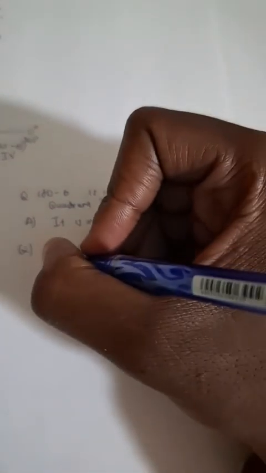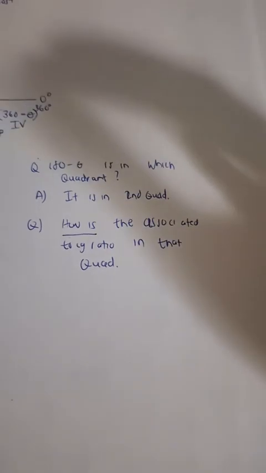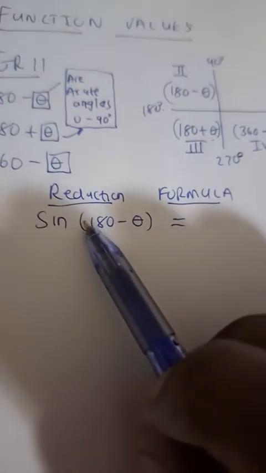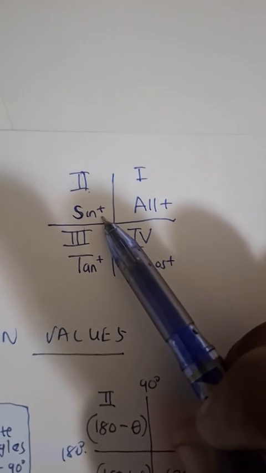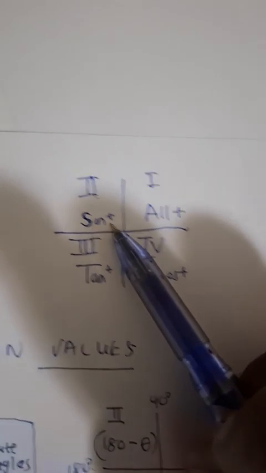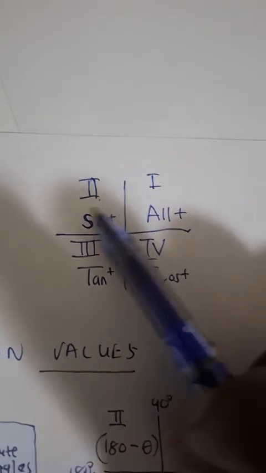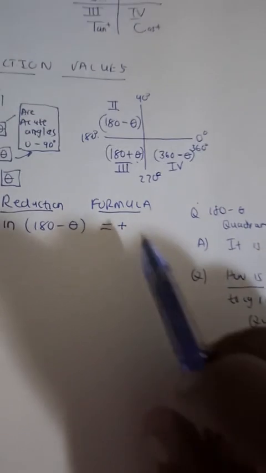If you are asking how is sine in that quadrant, you are asking, in other words, is it positive or negative in that quadrant? So if you remember very well, how is sine in the second quadrant? Some are saying sine in the second quadrant is negative, others are saying it is positive. And guys, sine in the second quadrant is truly positive. So what we do then is we say the answer is positive.